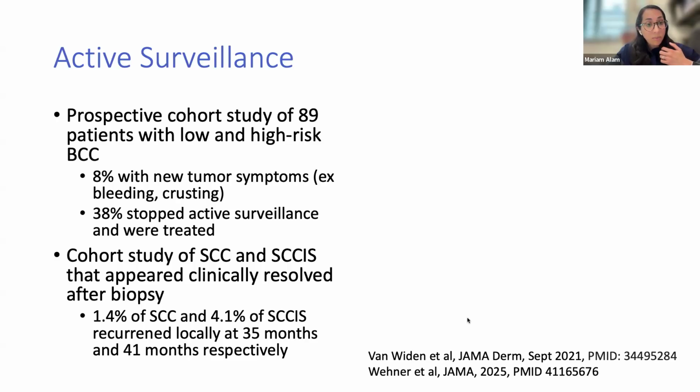Similarly, there's a cohort study of people who had squamous cells and squamous cell in situ that appeared to be clinically resolved after biopsy. And only 1% of the squamous cell patients and 4% of the squamous cell in situ patients recurred locally. So, really low rates of recurrence if you can clinically just remove it with a shave biopsy.